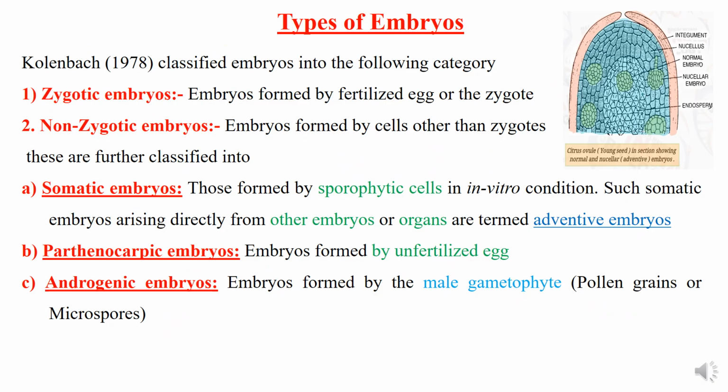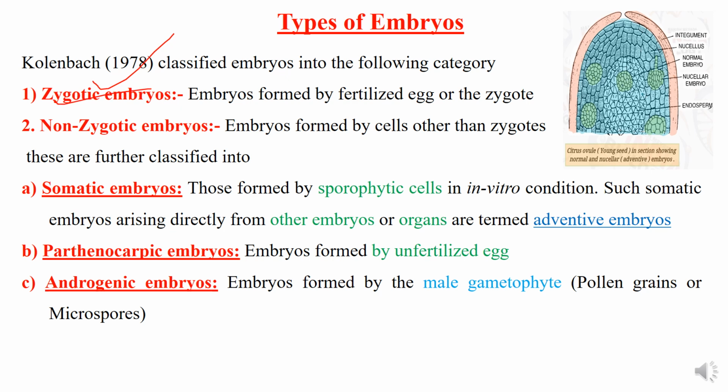Coming to the different types of embryos, we often hear different terms related to embryos. So what are the exact terms which describe the different types of embryos? Zygotic embryos, who gave this classification? Kohlenbach. During the year 1978 he gave this classification of the embryos. So let us see one by one.